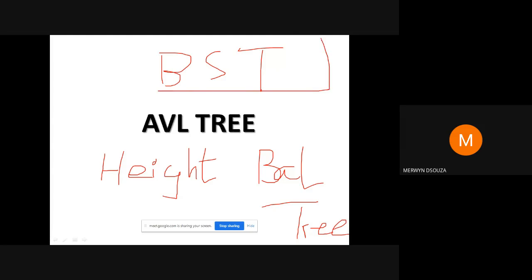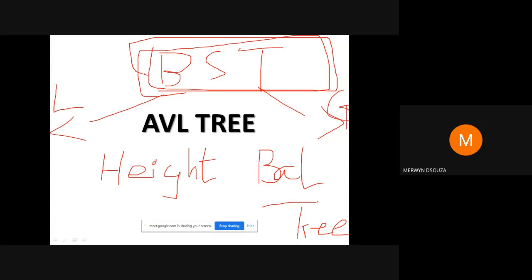So remember the property of a binary search tree. The value on the left is lesser than the parent. The value on the right is greater than the parent. So lesser and greater. And this is your parent. Suppose it is the parent. So that is your binary search tree.